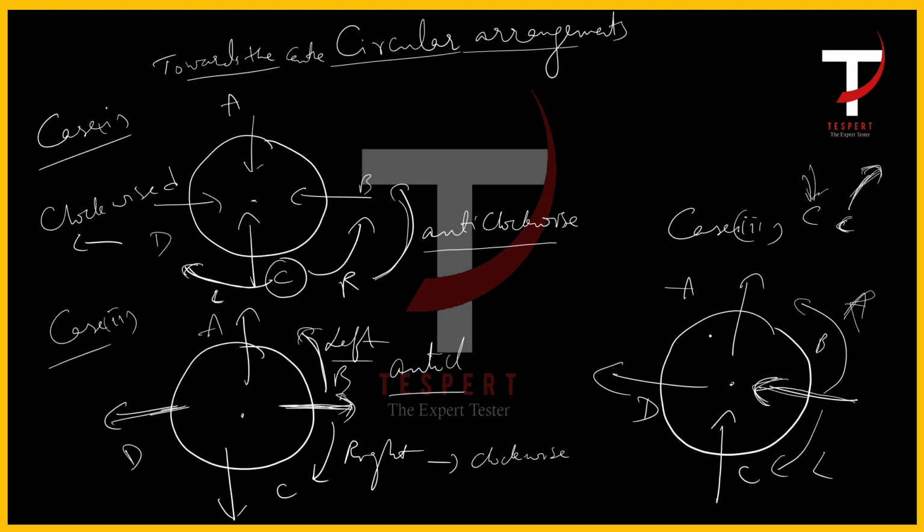Whereas consider A. Who is immediate left of A? D is immediate left of A. Who is immediate right of A? B is immediate right of A, right? B is immediate right of A. Hope you understood the difference. You have to just imagine to understand all these concepts. We will move on to the next slide.